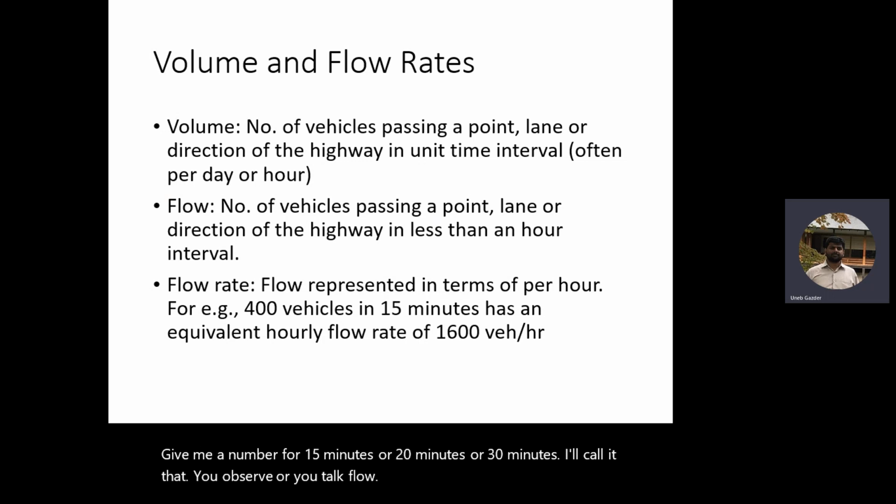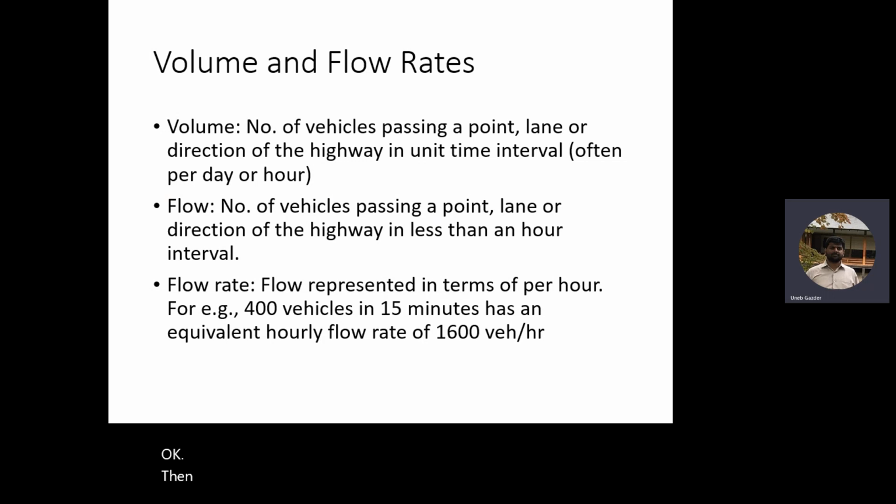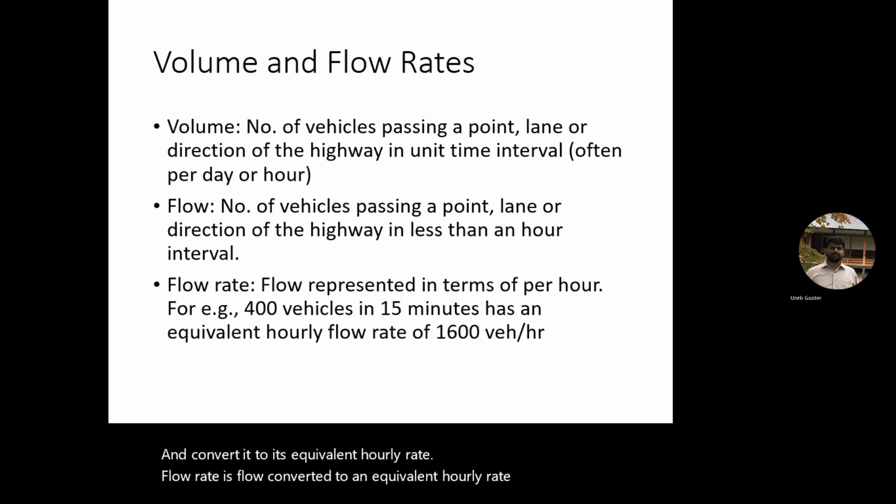Okay. Then we have flow rate. So flow rate comes from flow, right? Flow rate comes from flow. Flow rate, you take the value of flow and convert it to its equivalent hourly rate. Flow rate is flow converted to an equivalent hourly rate.